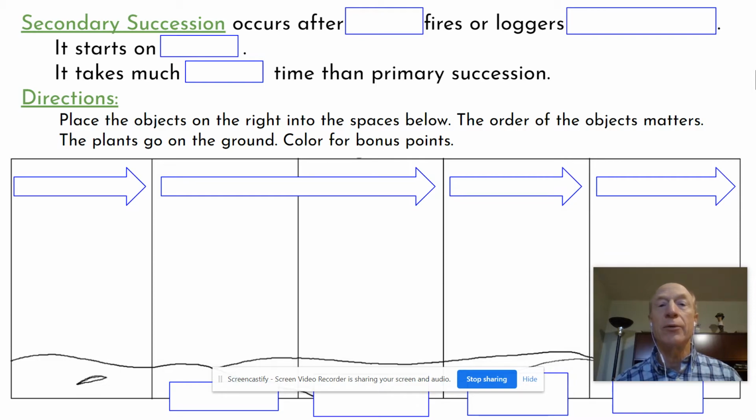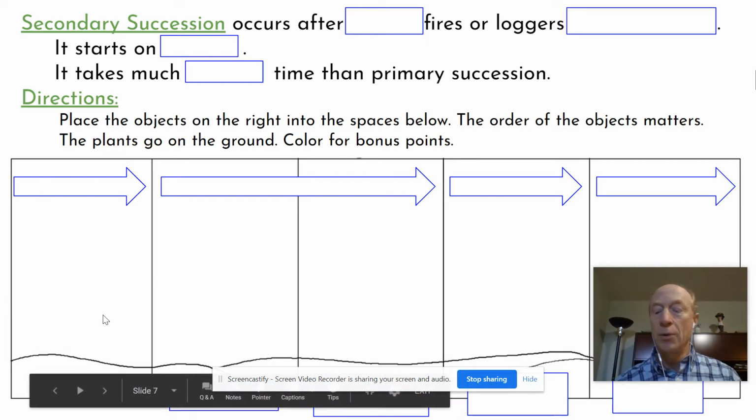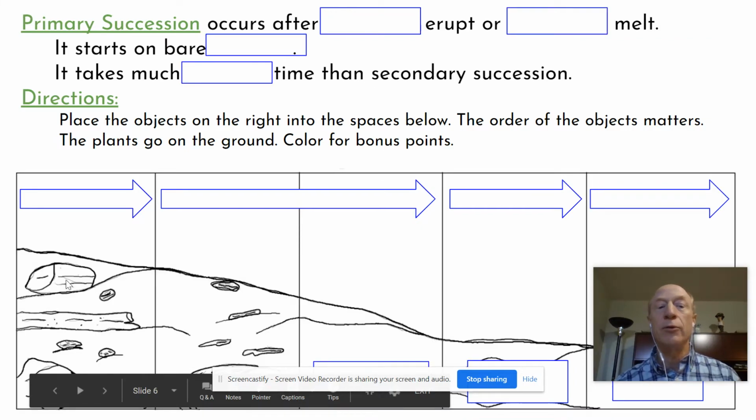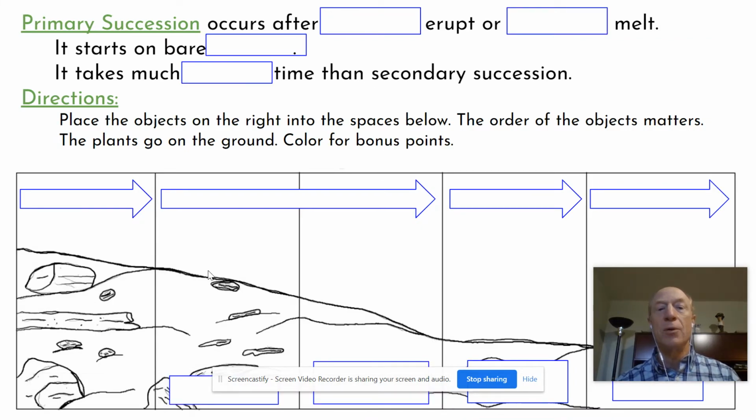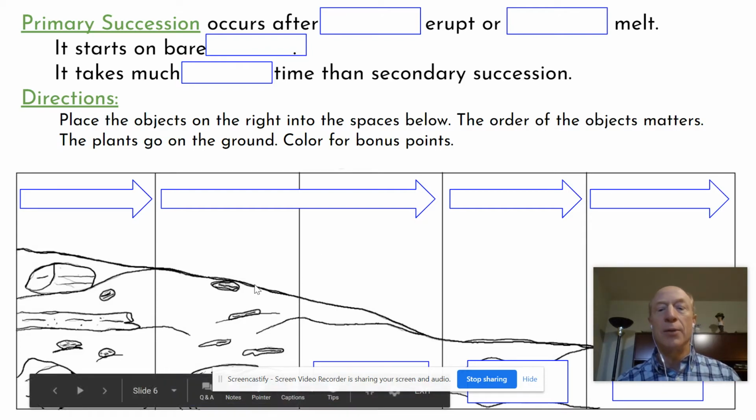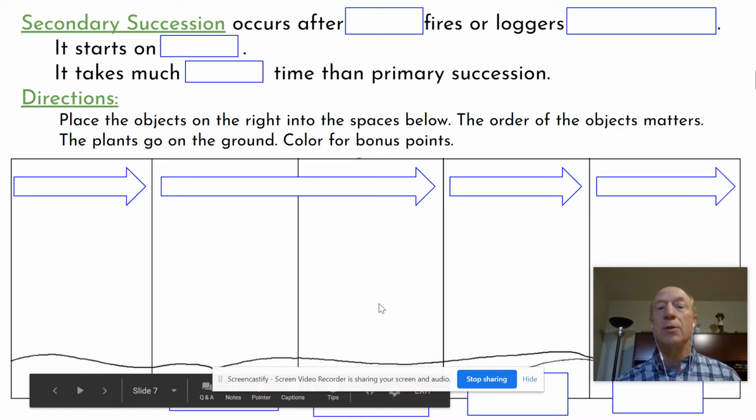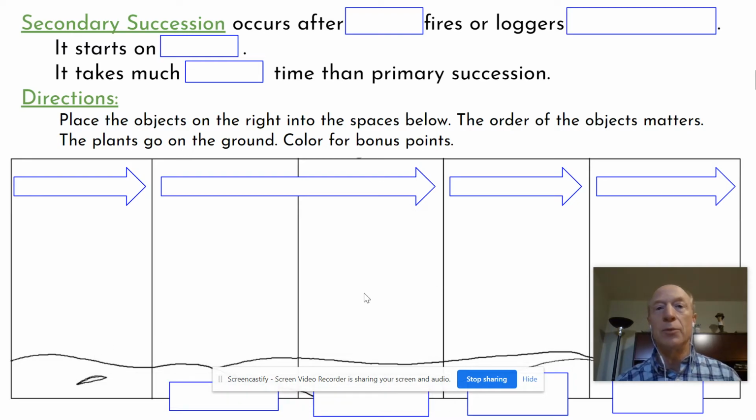This is secondary succession. The big difference between the two is secondary succession starts on soil. Right here, this is soil. With primary succession right here, this is bare rock. So nothing has lived here at all yet. Then things come and they live, and eventually something may happen, like a forest fire, and then they start over. So here you already have soil, and it doesn't take as much time to develop into mature wood trees.